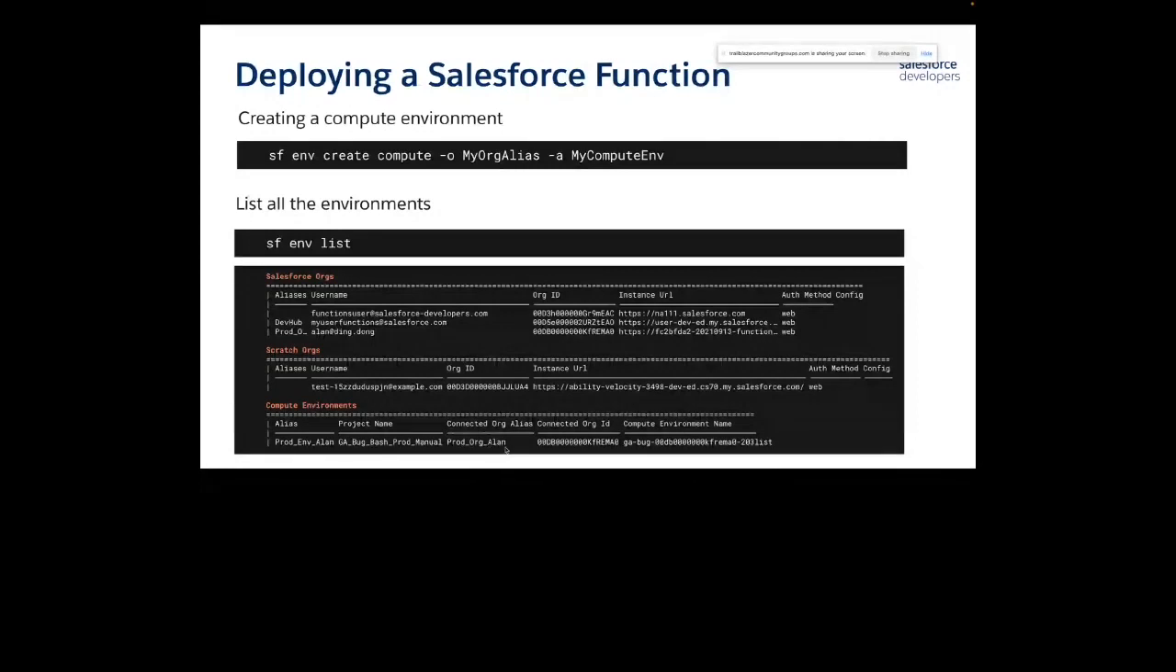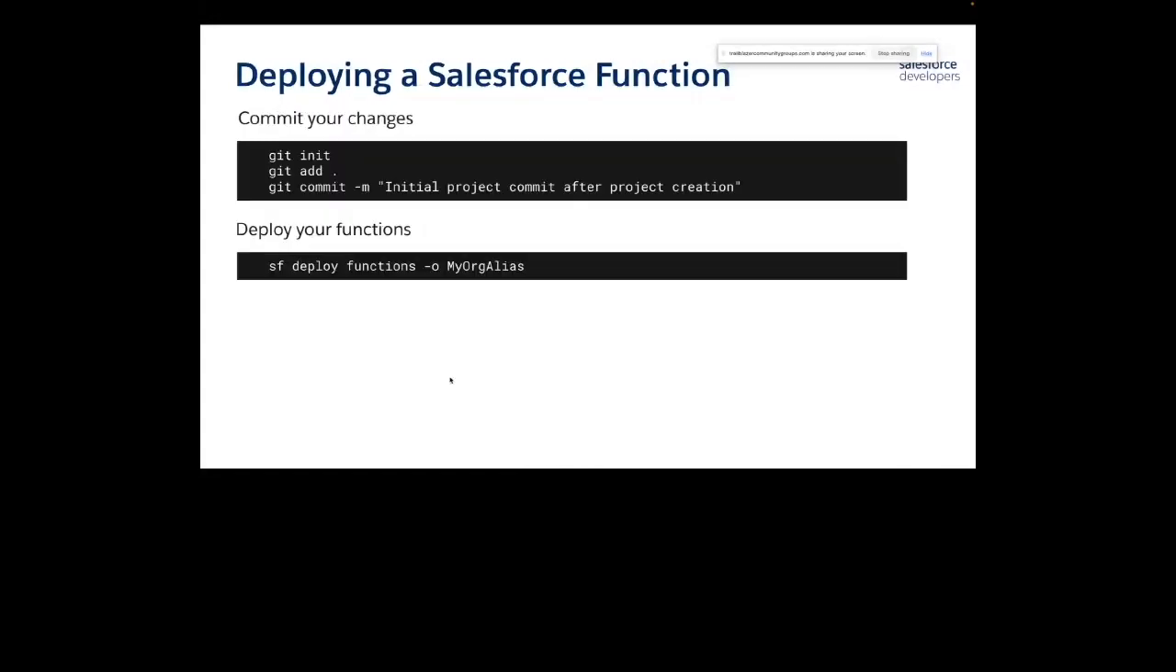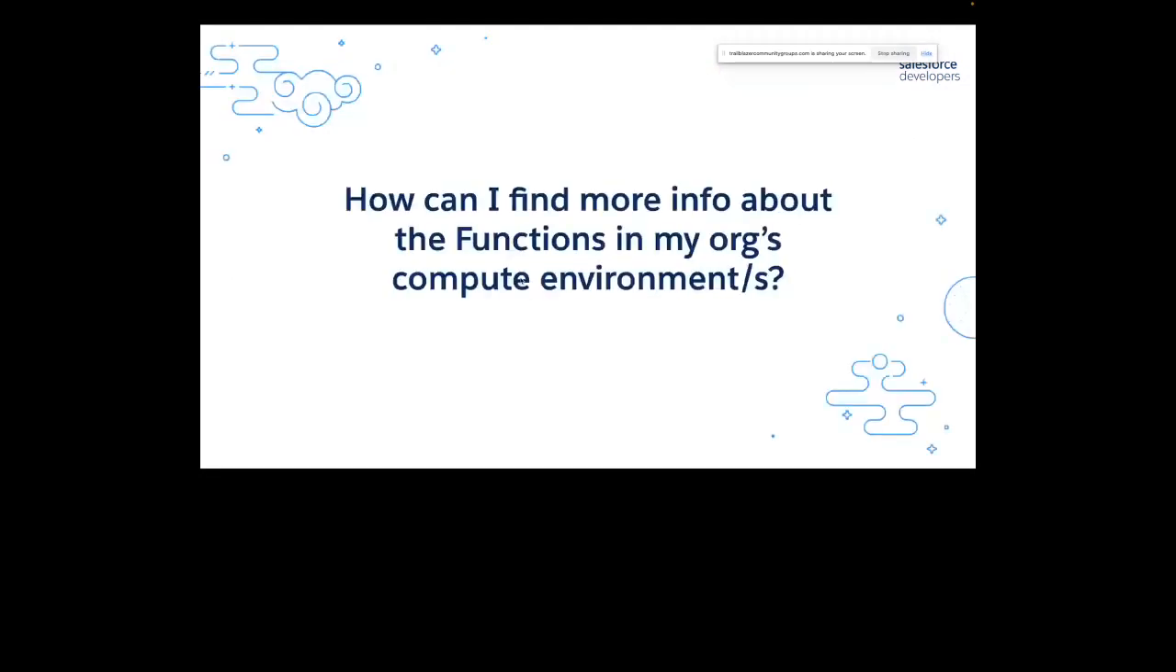Now, in order to deploy your function, you need to commit the changes and run the command sf deploy functions and specify which org the functions have to be deployed to. And that's it. Your functions are deployed. And then you can start invoking these functions from the Apex class, that I have shown you in the previous slides.